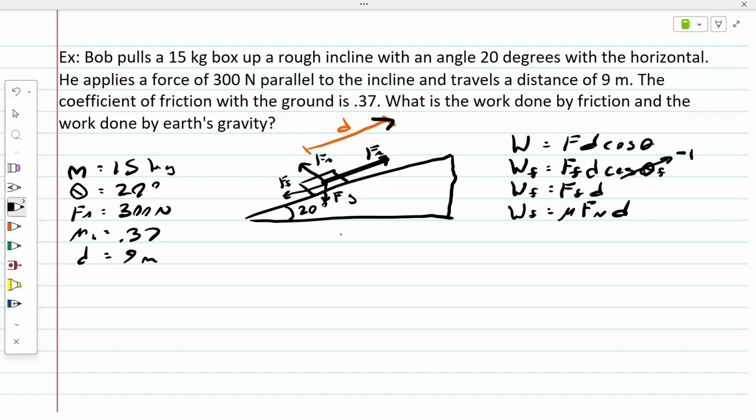So we can use our y equations here. If we look in the y direction, and we set our y direction to be at this angle here, then we'll have our normal force equals this Fg in the y direction. If we want to solve for this, this angle here, theta, is also going to equal 20. So we're going to have this cosine define this y.